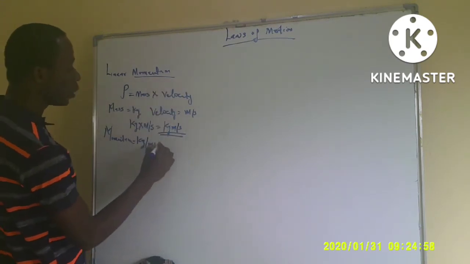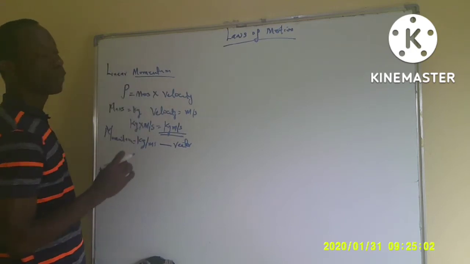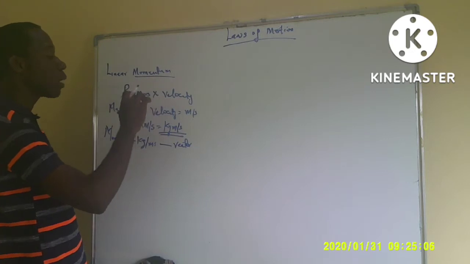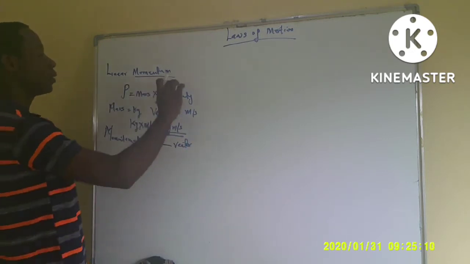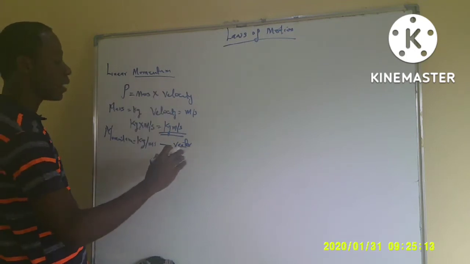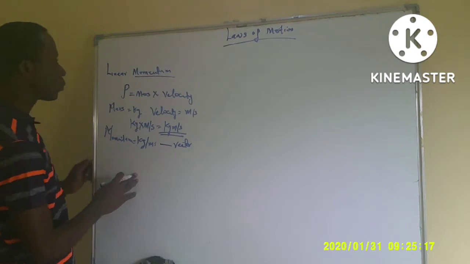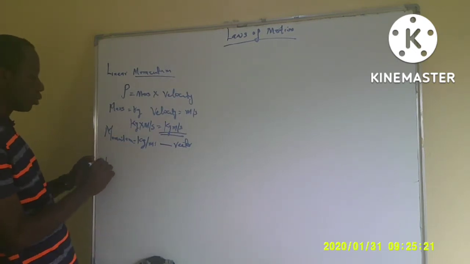Now, momentum is a vector quantity. Yes, the momentum is a vector quantity because the mass is in kilogram, which is a scalar, but it's acting at a speed in a specific direction. The velocity is acting in a direction. So momentum is a vector quantity. Now that will take us to the next thing, the impulse.